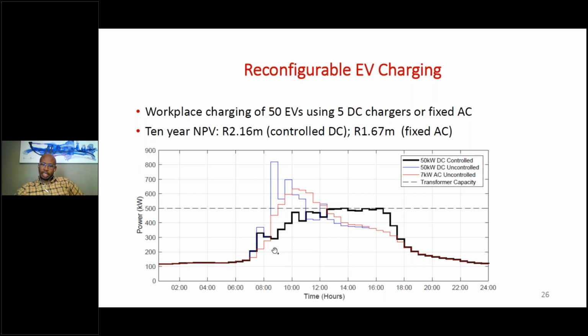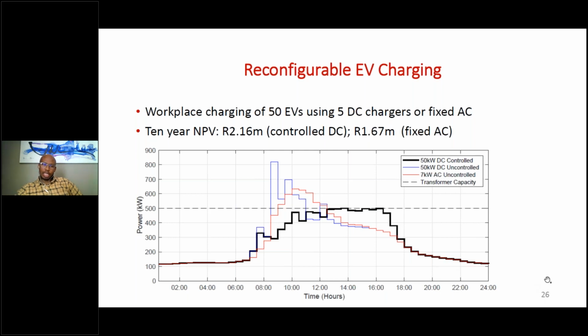And then when we use DC charging, but uncontrolled, it violates the thermal constraints massively as well. But if you control the charging, reconfigure the charging paths between each EV and each charger, then we can control it in such a way that we satisfy the transformer capacity constraint.